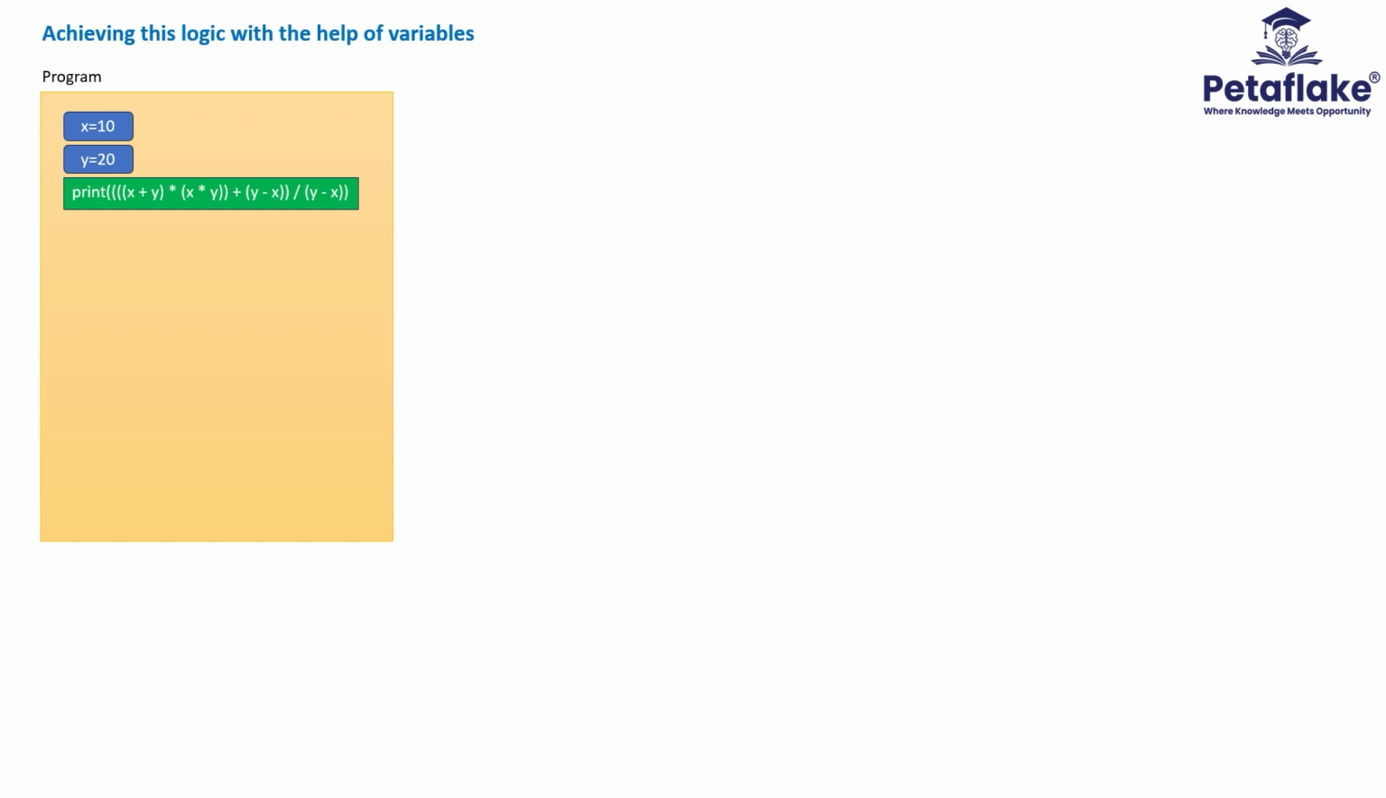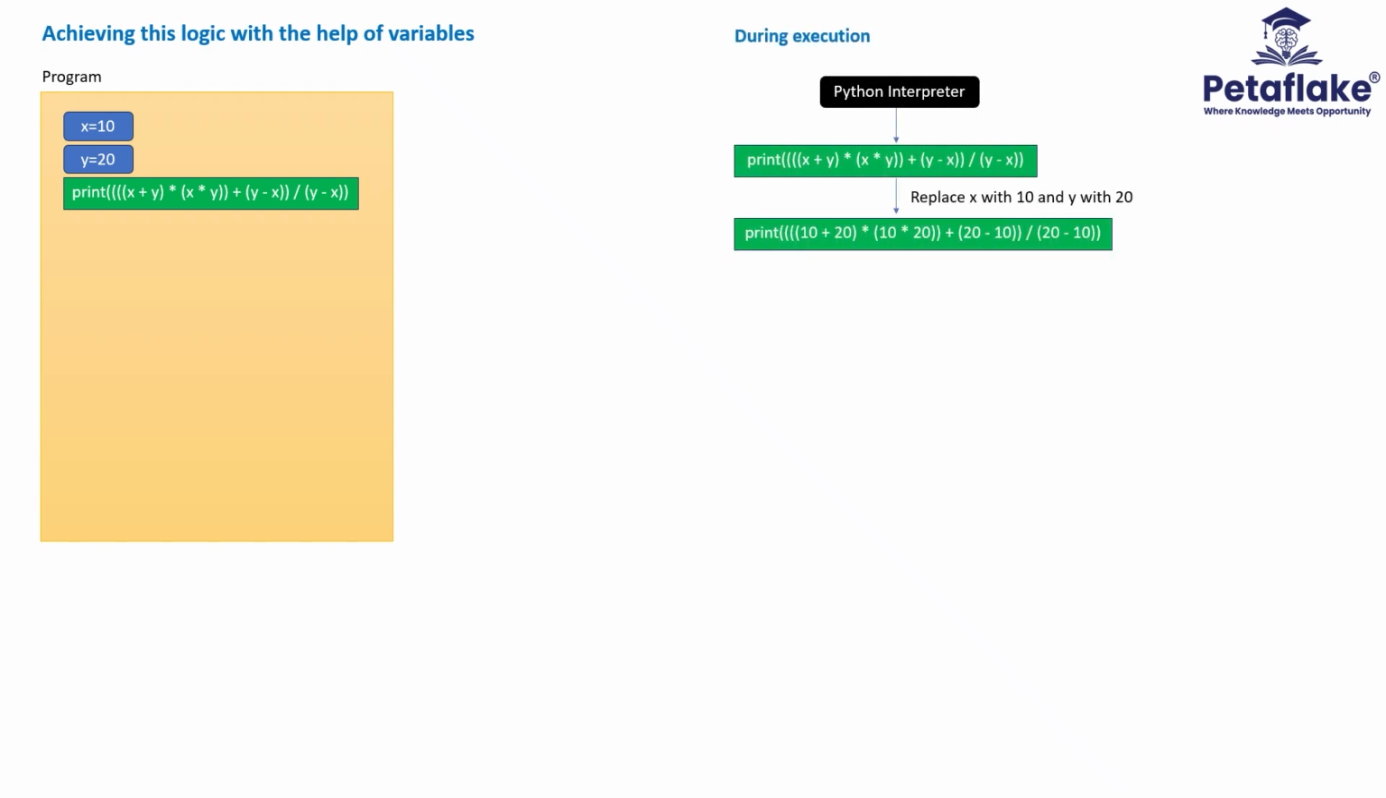During the execution of the program, the variable x will be replaced with 10 and the variable y will be replaced with 20 in the formula. The interpreter automatically takes care of replacing the values for the variables in the formula during the execution. The print function will print the final result on the screen.